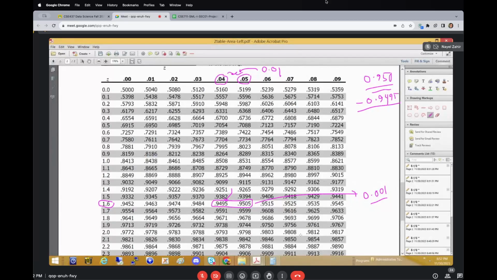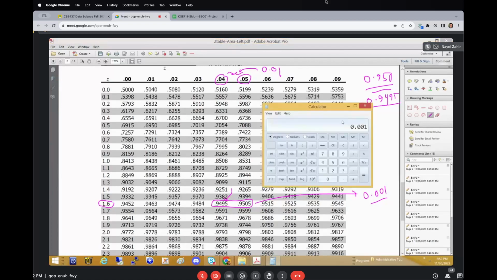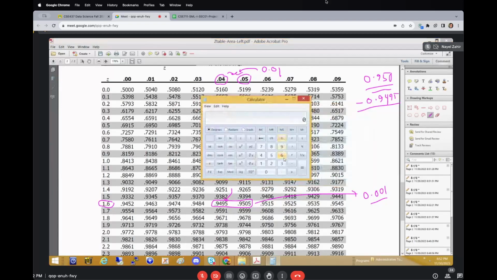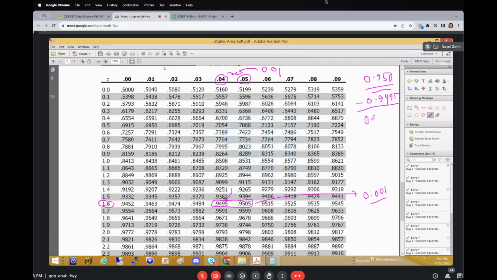Now if we want to find out the difference between 0.95 and 0.9495, again you can find out the difference. So it is 0.95 minus 0.9495 equals. Actually, the difference is 0.0005.